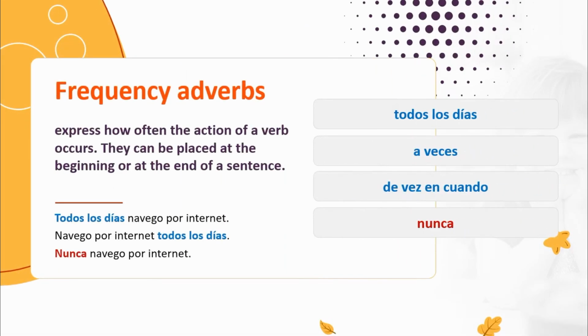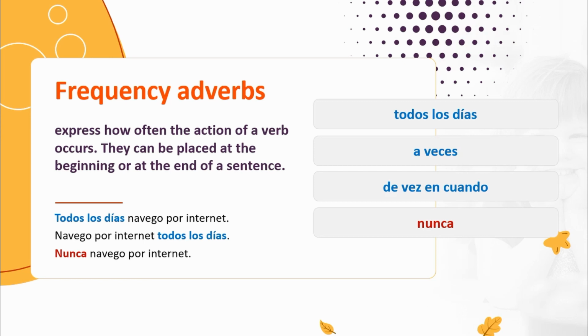So in today's lesson, we've looked at talking about what you do in your free time using the present tense. You can extend your sentences with expressions of frequency, also called frequency adverbs. They express how often you do something. Escucha y repite. Todos los días. A veces. De vez en cuando. Nunca. Let's look at these again and find out what they mean.